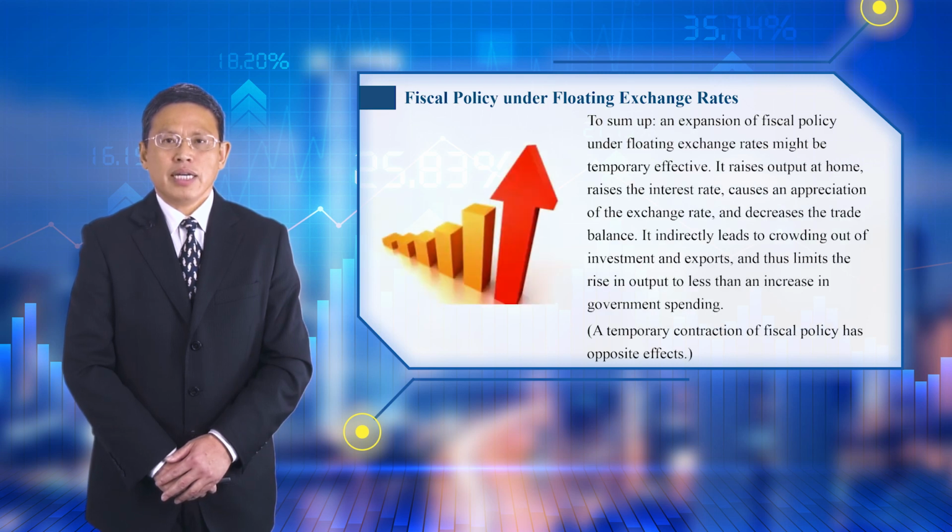To sum up, an expansion of fiscal policy under the floating exchange rate might be temporarily effective. It raises output at home, raises the interest rate, causes an appreciation of the exchange rate, and decreases the trade balance. It indirectly leads to crowding out of investment and exports, and thus limits the rise in output to less than an increase in government spending. A temporary contraction of fiscal policy has opposite effects.